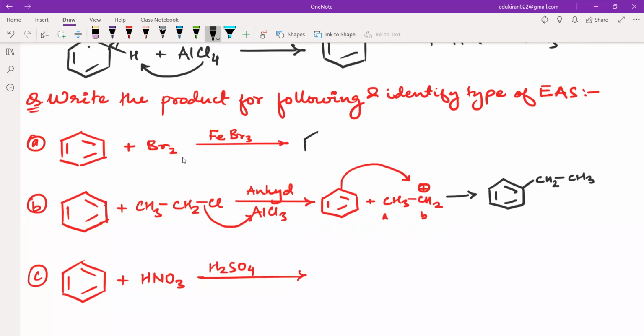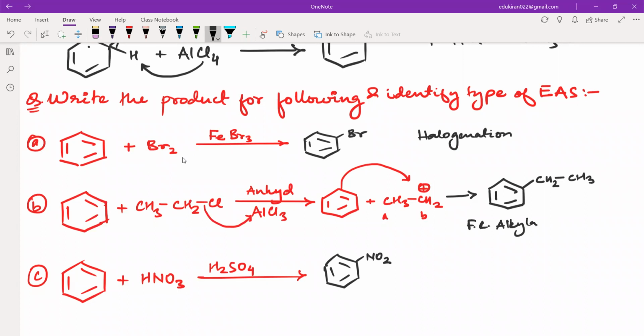बाकी ये तो कर लिया होगा आप लोगों ने, है ना? Yes, sir. Br attach हो जाएगा and here you will be attaching NO2 group. This is halogenation. This is Friedel-Crafts alkylation. This is nitration. ठीक है? Any problem till here? No, sir.